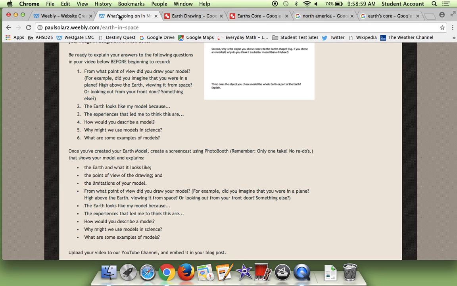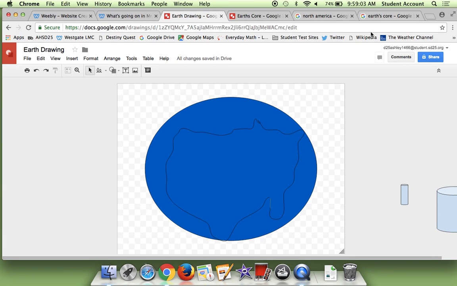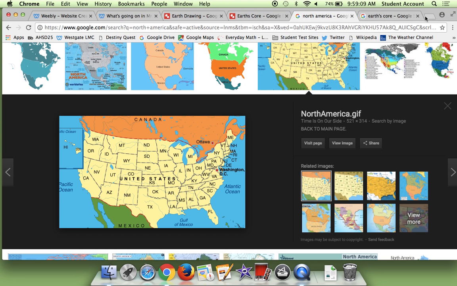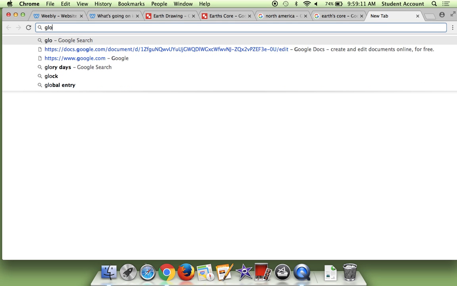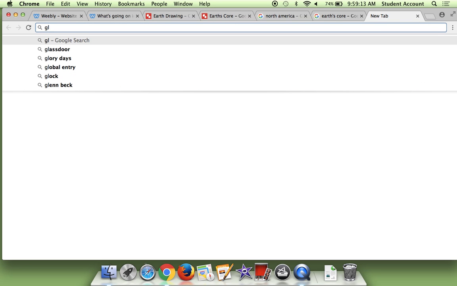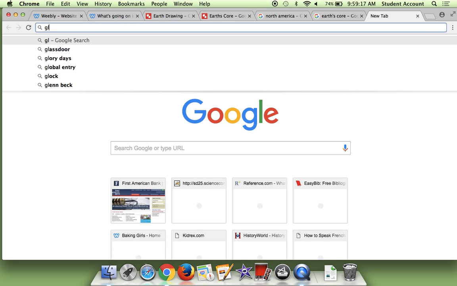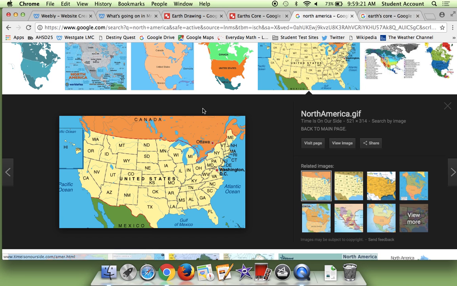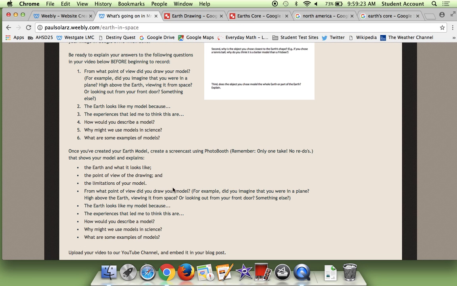And then, what are some examples of models? So we have a ton in our classroom. So here's one, just a picture. Here's one, a picture. Here's one, a map. Here's one, globes. You can just look at them and find so many things. The globes.